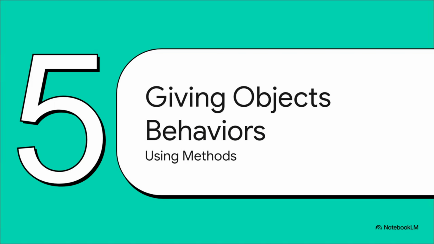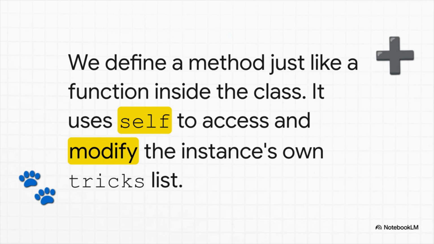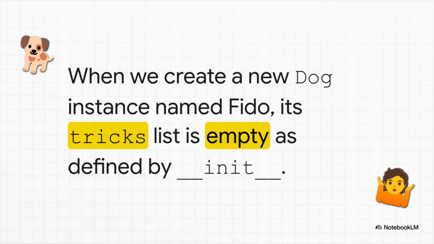Okay, so we've bundled our data together. That's cool. But the real power, the game changer, is when you bundle the actions right along with it. And we do that by defining methods right inside the class. So to make our dogs actually do stuff, we define methods. And a method is really just a function that lives inside a class. This add_trick method uses that special self variable to get a hold of its own data. In this case, it can add a new trick to its personal tricks list. It's modifying itself.